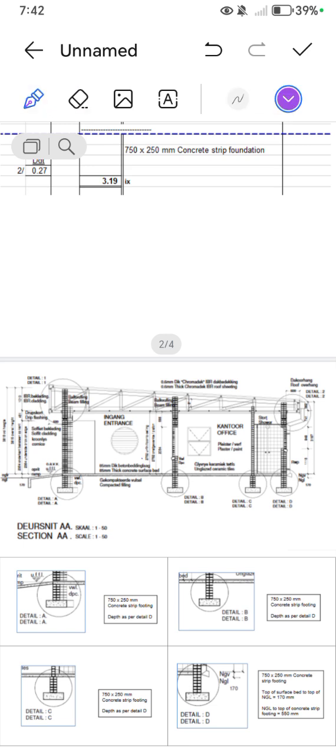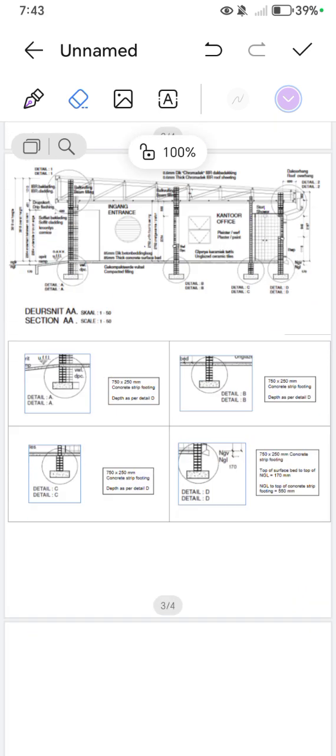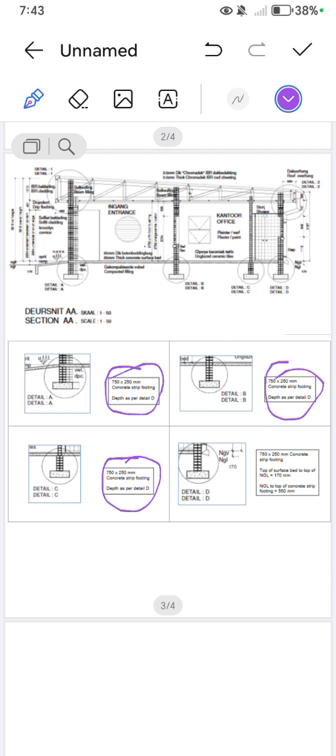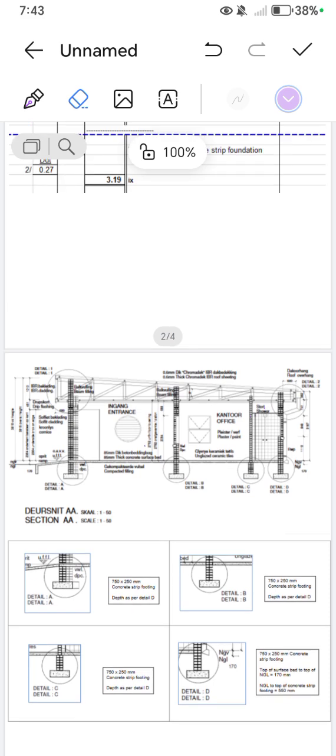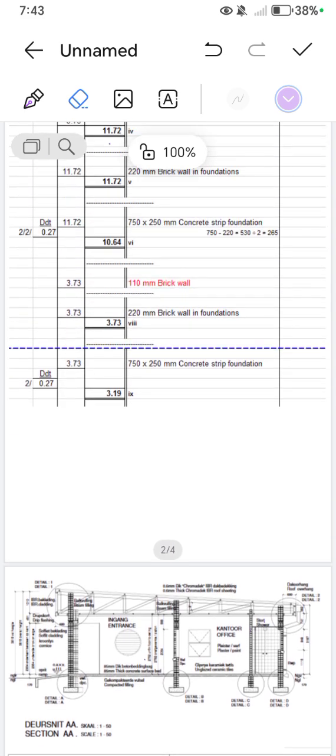So also, on this part at the bottom, they give you the foundation details for each. At most you can see is just a 750 by 250 concrete strip footing. I think, yeah, they all had the same dimensions, so there isn't much to worry about. We just have to go and do our calculation. So let's check what they did on the site.